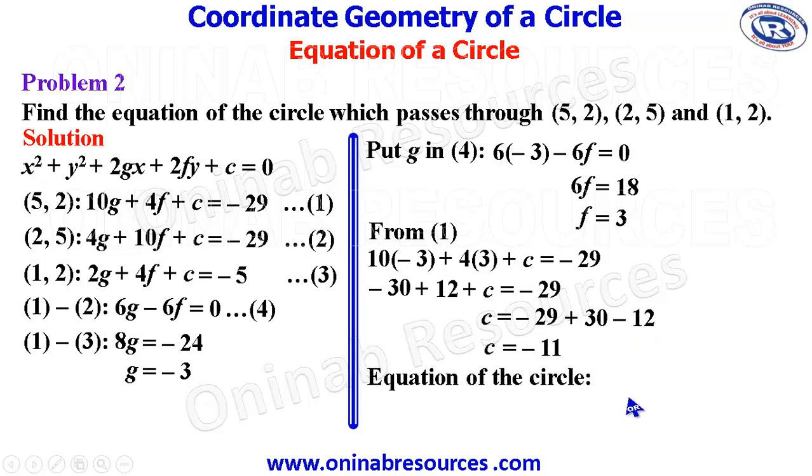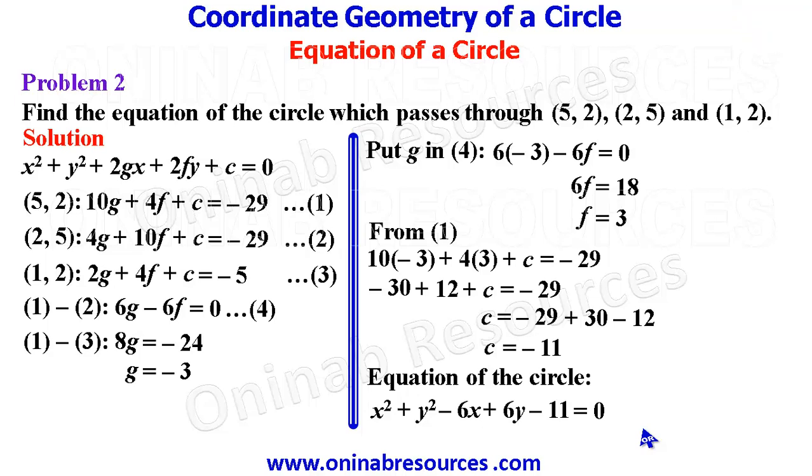So for the equation of the circle, we go back to substitute g and f. So we're going to have x squared plus y squared. And our g is -3 times 2 will give us -6x. Our f is 3 times 2 will give us plus 6y. And our c is -11, so -11 is equal to 0. And that gives the equation of the circle which passes through 5, 2, 2, 5, and 1, 2. And that's all for the solution of problem 2.